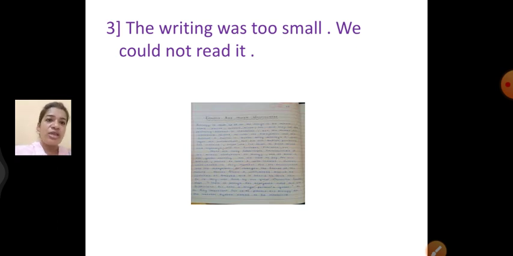Now see the third one. The writing was too small. Even I am not able to read it. Okay, the writing was too small. We could not read it. Now see the first sentence we are going to write as it is because 'too' is already there inside. The writing was too small.